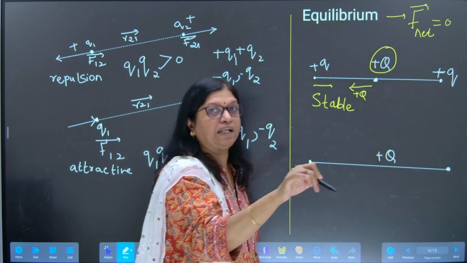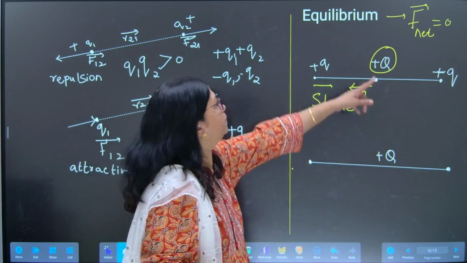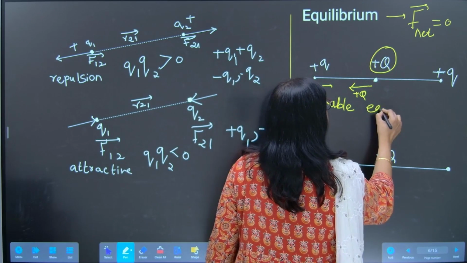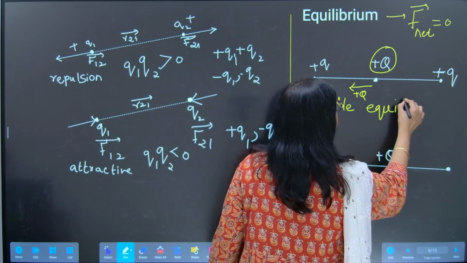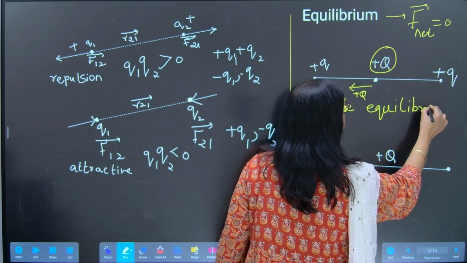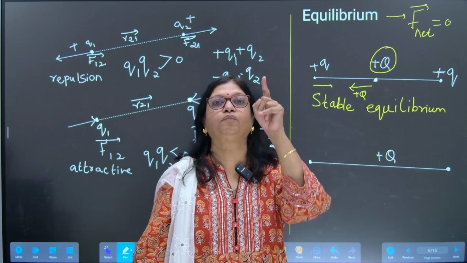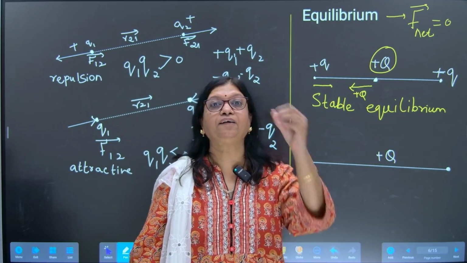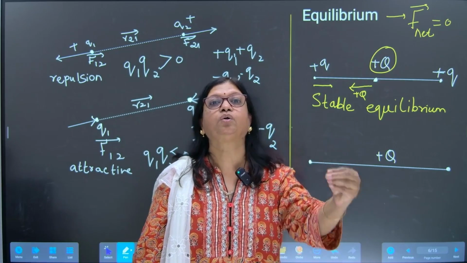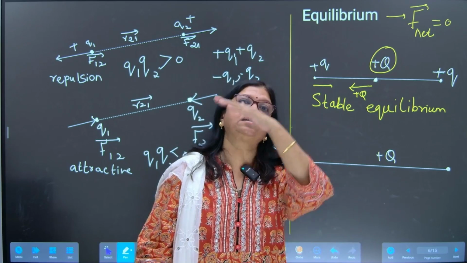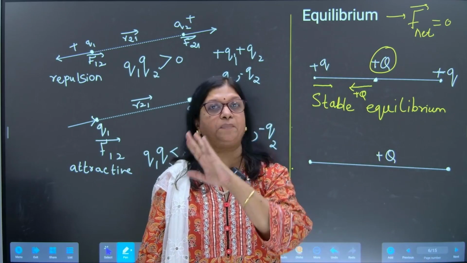If such a thing happens after the equilibrium is attained, then that equilibrium is said to be a stable equilibrium, provided when we shifted the position of one of the charges and left it in the new position, it goes back to the original position. Then the system of charges is said to be in stable equilibrium.